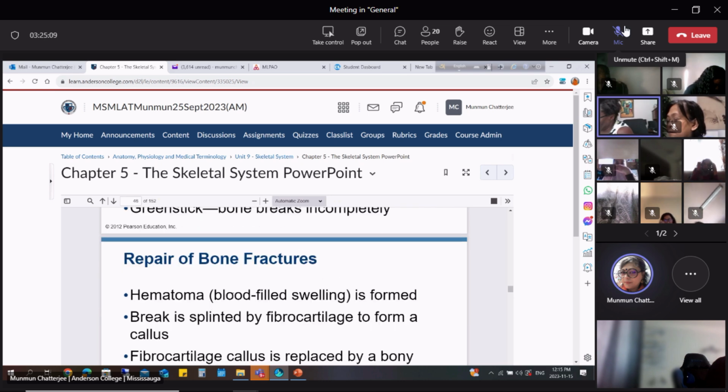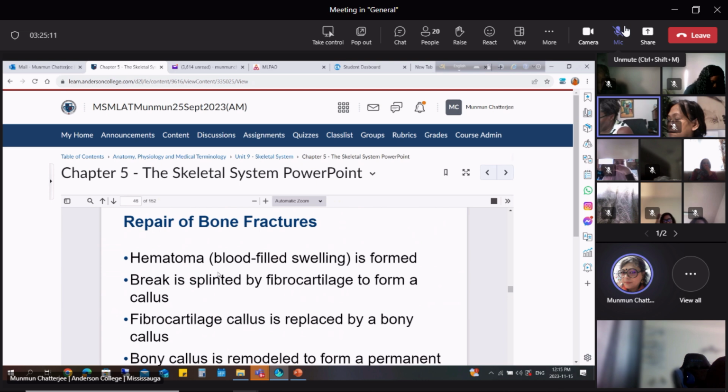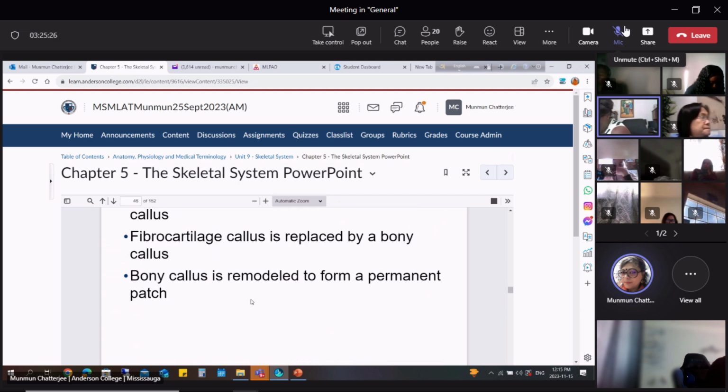Next is the repair of bone fractures. It's the hematoma, the blood-filled swelling. A hematoma means when there is a break of the bones, there will be blood. The bone is then splinted by the fibrocartilage to form a callus. So this is up to this.